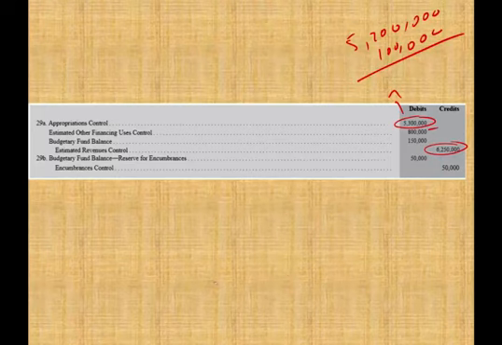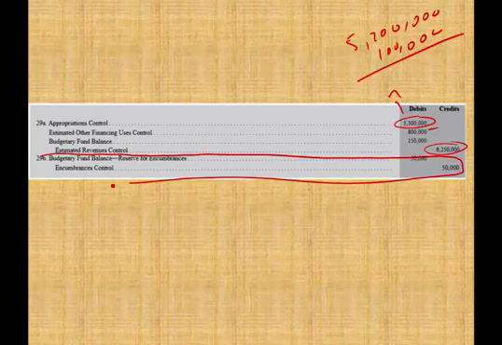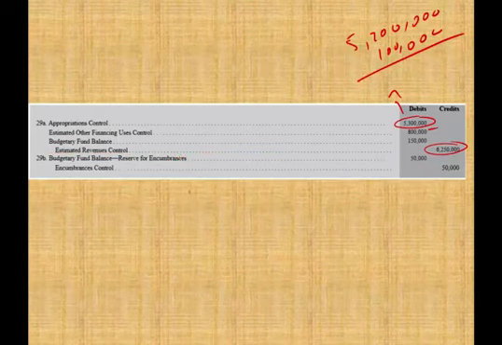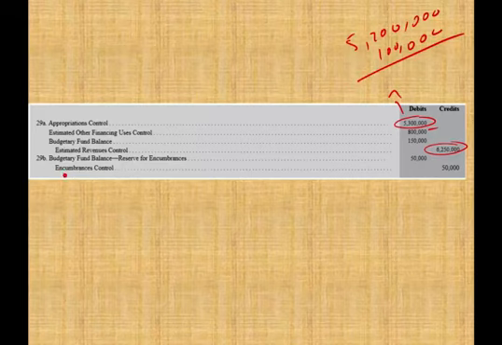And what's going to happen is we're going to have 50,000 of remaining encumbrance. In other words, we did not receive 50,000 worth of material that we purchased. So this is going to be budgetary fund balance reserved for encumbrances and encumbrance control. We're going to remove this 50,000 from this year. We'll establish it next year.